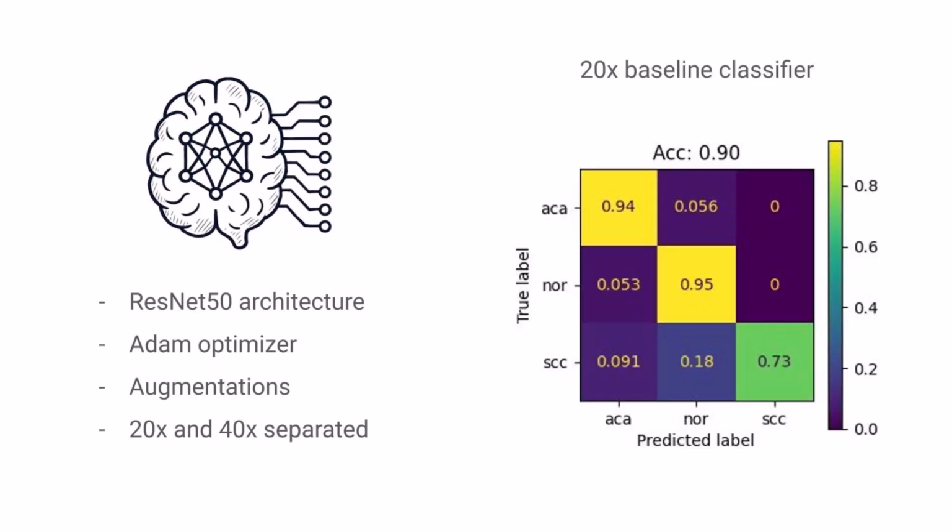Here you can see the confusion matrix for the 20 times magnification baseline classifier. The abbreviations ACA stand for adenocarcinoma, NOR for normal lung, and SCC for squamous cell carcinoma. In this matrix, rows represent the true class labels, while columns show the model's predictions. The classifier performs well when identifying adenocarcinomas and normal lung tissue. However, its accuracy drops significantly when classifying squamous cell carcinoma.